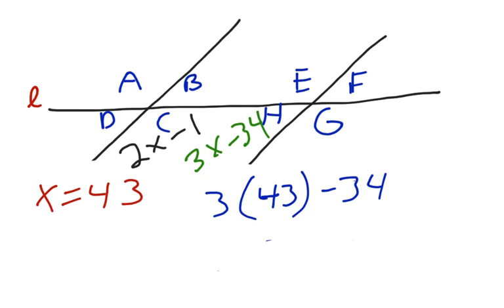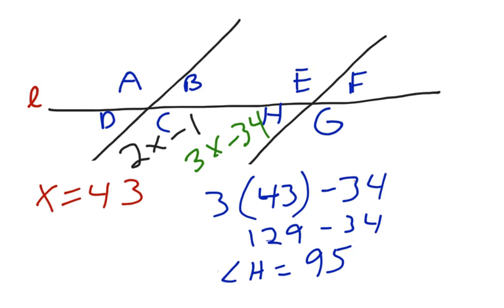And as I plug that 43 in for x to the H angle, I get 3 times 43 minus 34. 3 times 43 is 129 minus 34, and that is indeed going to give us 95. So angle H is 95. Double check your work. Make sure that 95 plus the 85 add up to 180, and indeed they do.